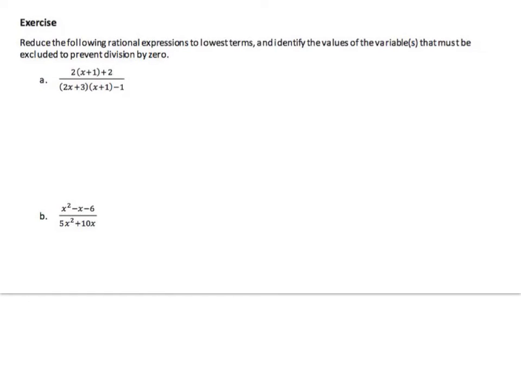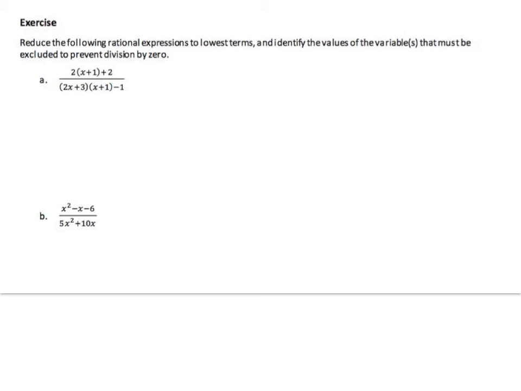Okay, let's try these. Why don't you see what you can do on your own, or you can watch the example. I'll do 2A live, and then I'm going to pause for B and just do the answer. So you can decide what you would like to do. It says reduce the following rational expressions to lowest terms and identify the values of the variables that must be excluded to prevent division by 0. Okay, so let's look. I'm going to work first on simplifying the numerator and the denominator.